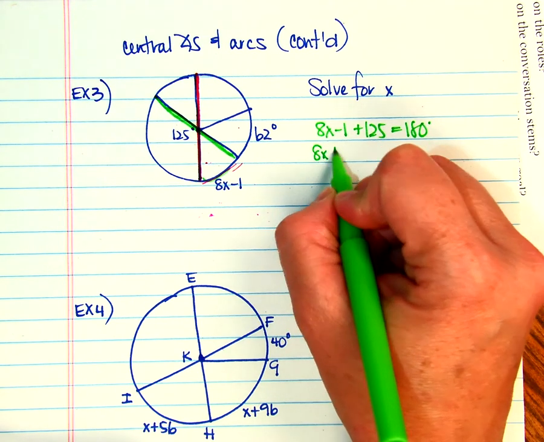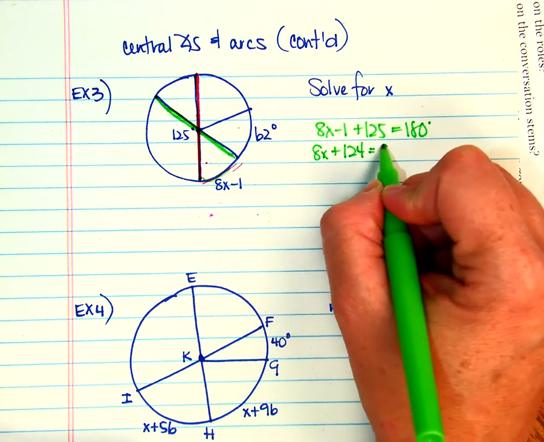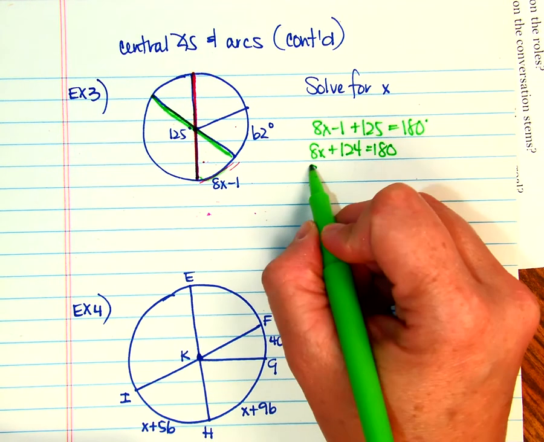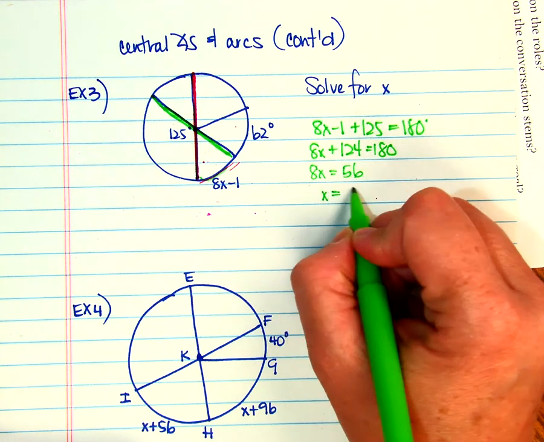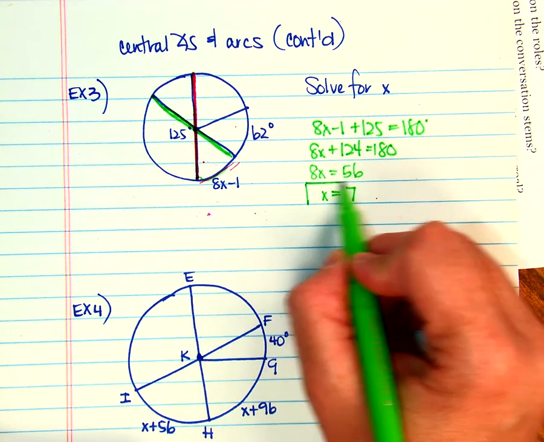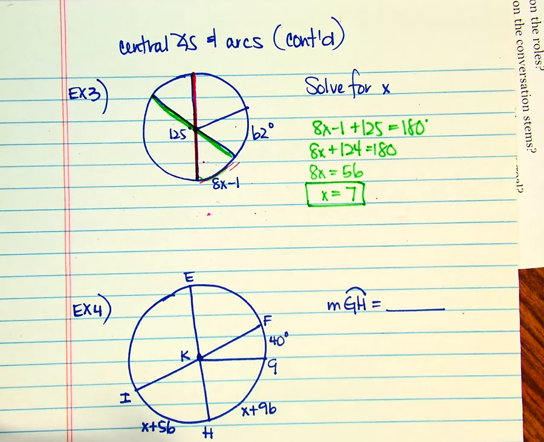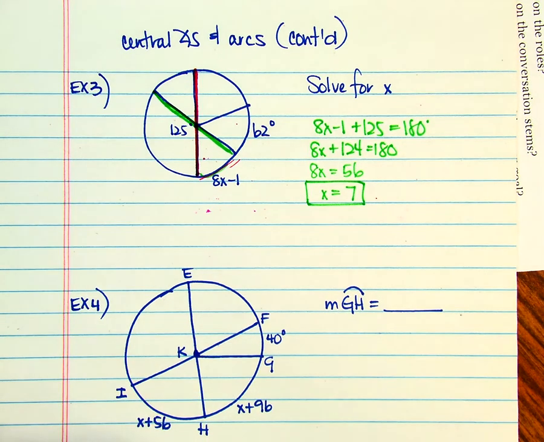So 8x plus 124 equals 180. 8x then equals 56. So x equals 7. And that's all we are asked to find.